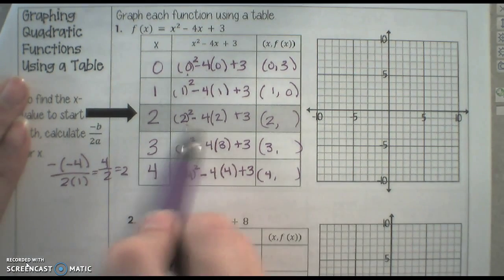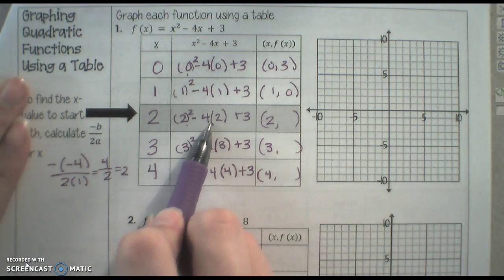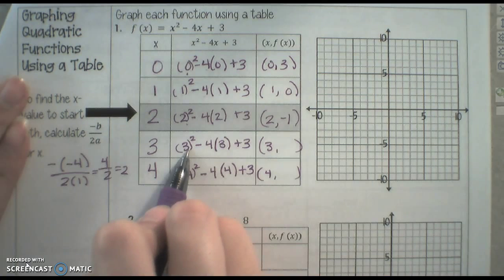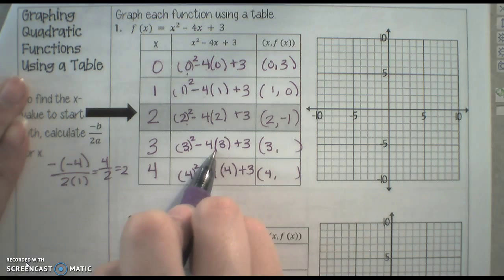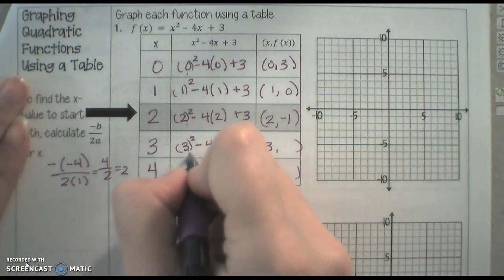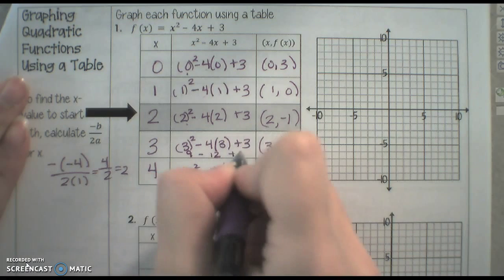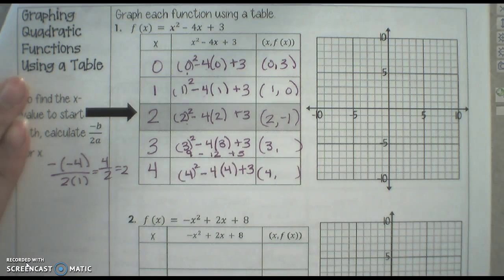So here would be 4 minus 8, which is negative 4, plus 3, which is negative 1. 9 minus 12, and you could write it below here if you needed to, 9, and then multiply these two, so minus 12 plus 3, and then work your way left to right if that's easier.